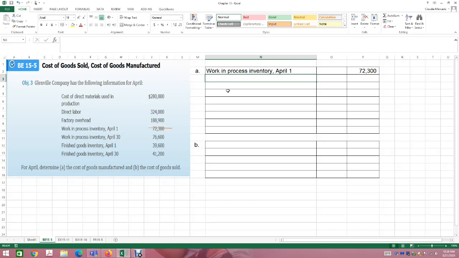The first thing we need to do is figure out, how can we start producing? Well, we need to purchase materials. If you're manufacturing a product, you need materials to be able to manufacture it. So we're going to do our cost of direct materials used in production. This is how much we spend in materials that we're going to be putting into production. And the amount is $280,000.